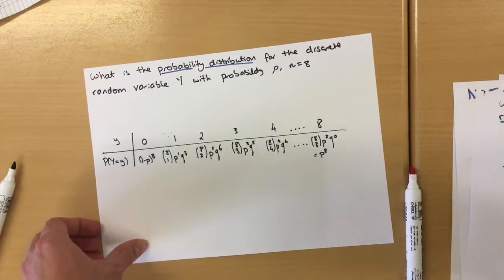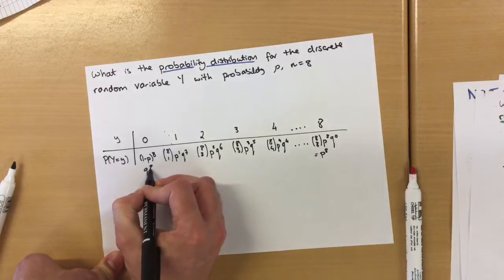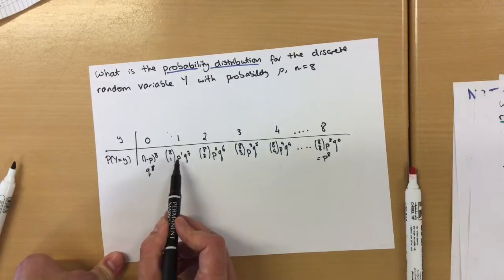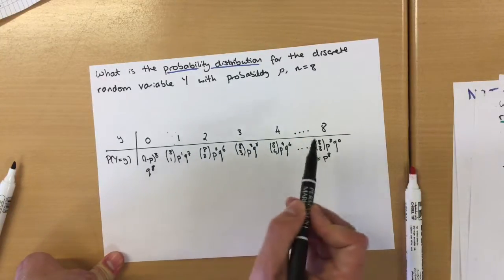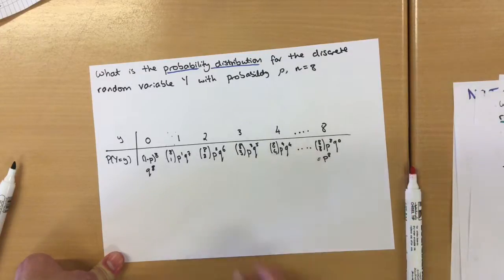Okay, so you've got something like this. So I've used 1 minus p rather than q to the 8. Both are equally acceptable. And then these are all the potential outcomes up to 8 successes, which just boils down to p to the power of 8.